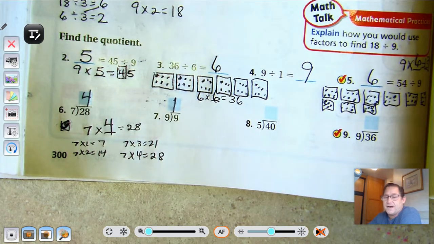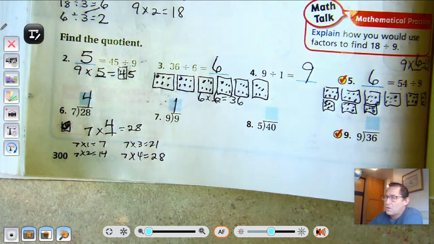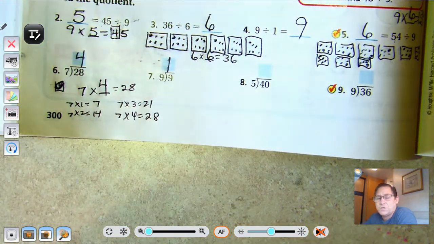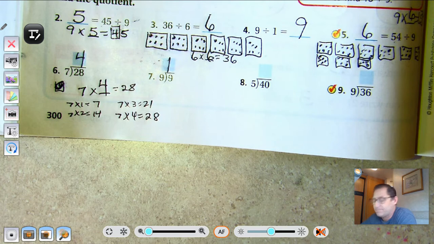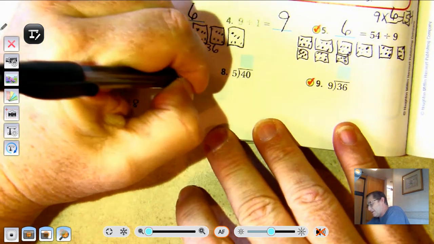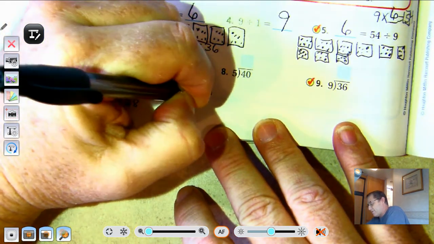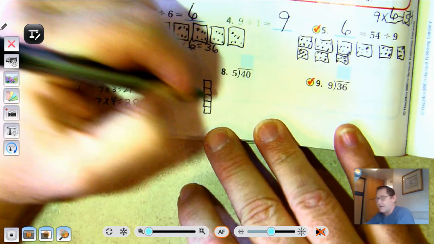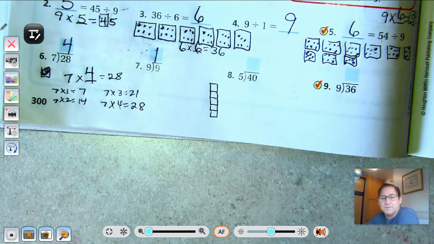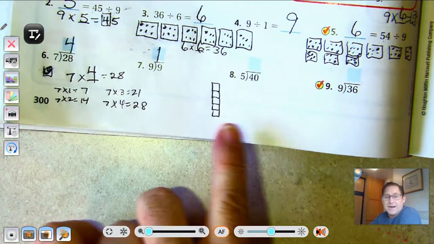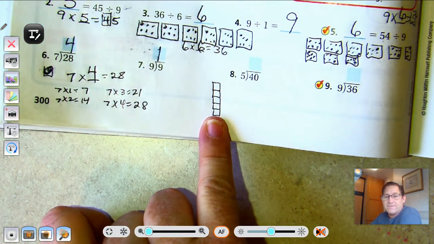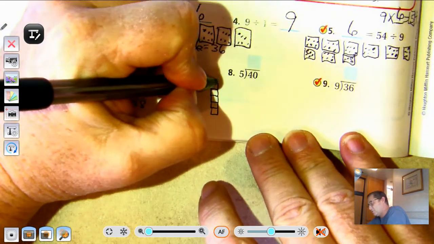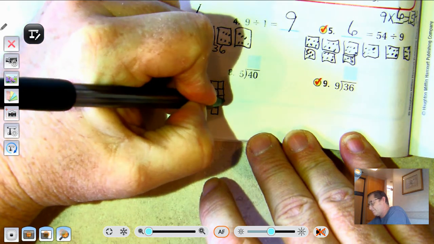40 divided by 5. Well, we should know our 5's times tables. But maybe you are having a brain freeze and you just couldn't quite remember. So we're going to make an array out of this one. So I have a row of 5. Okay, that's my divisor, 5. And I'm going to keep adding to those rows of 5 until I get to 40.